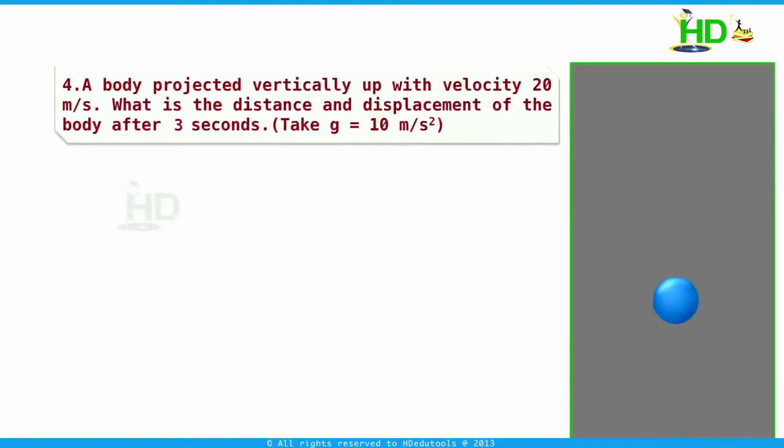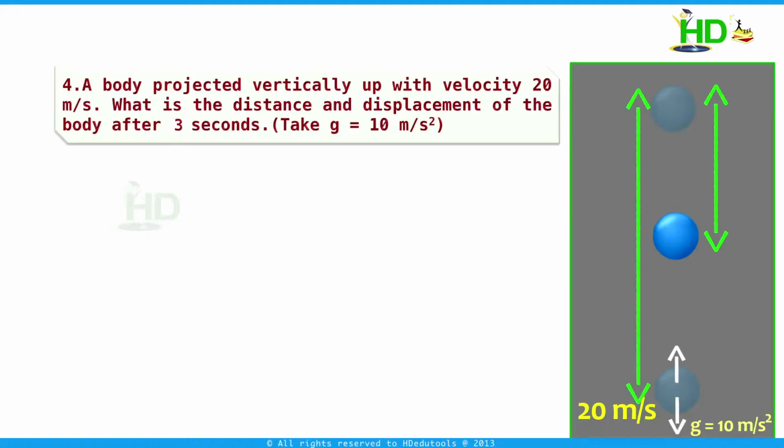A body projected vertically up with velocity 20 meter per second. What are the distance and displacement of the body after 3 seconds? Take g equal to 10 meter per second square. Now what is given in our problem is a body projected vertically up with velocity 20 meter per second. We have to find the distance as well as the displacement of the body after 3 seconds.